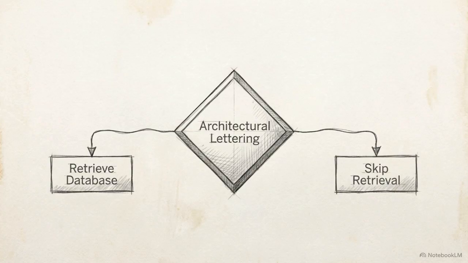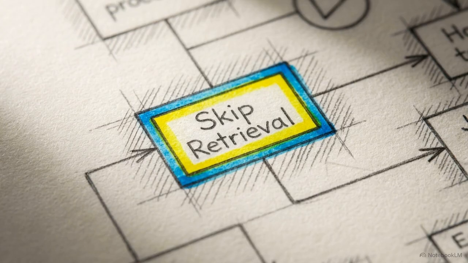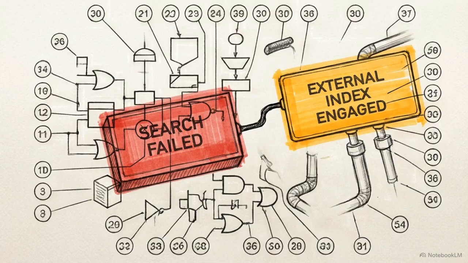Techniques 32 and 33, Self-RAG and Corrective RAG, grant the LLM the authority to decide if a database retrieval is even necessary, and trigger live web search fallbacks if internal search scores fall below a strict threshold.